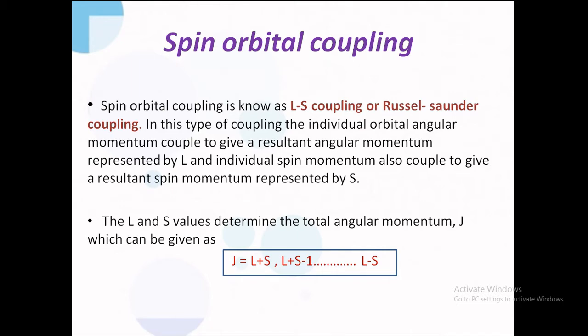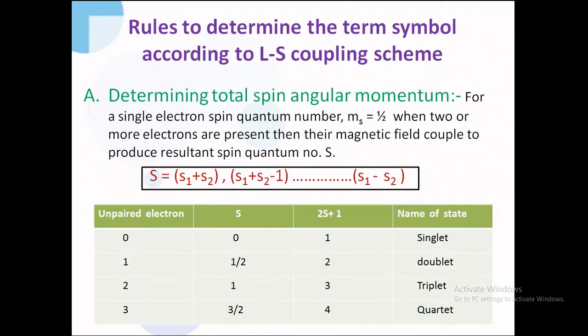There are certain rules to determine the term symbols. If we want to determine the total spin angular momentum, then it will extend from S1 plus S2 to S1 minus S2. Now this S term depends on the number of unpaired electrons. The multiplicity can be calculated by the formula 2S plus 1, and what the multiplicity of the state is you can easily see in the given table.